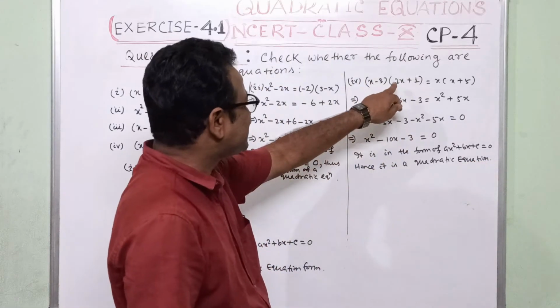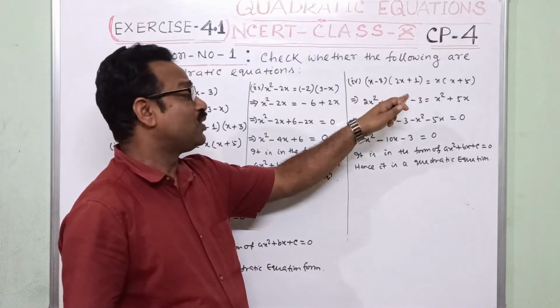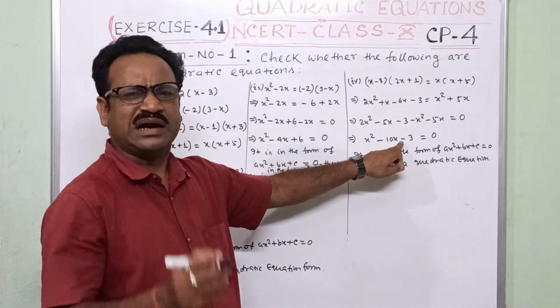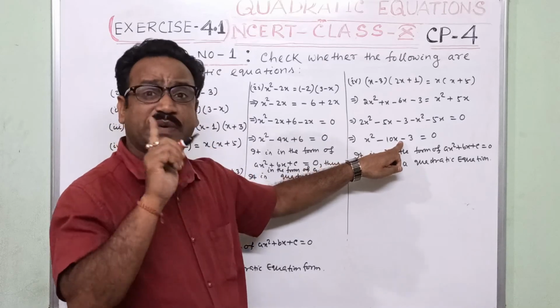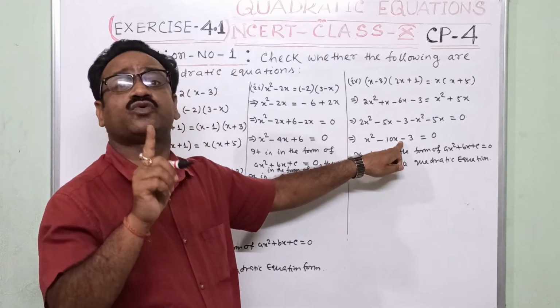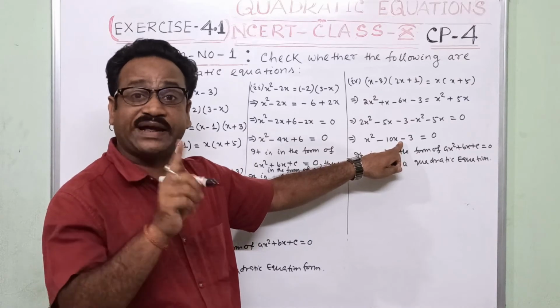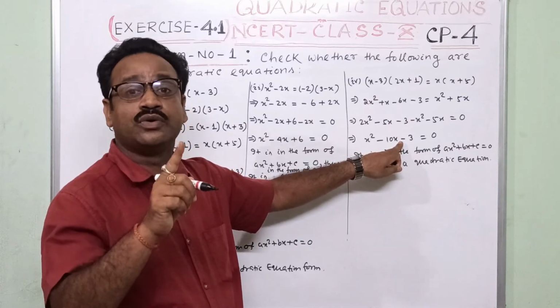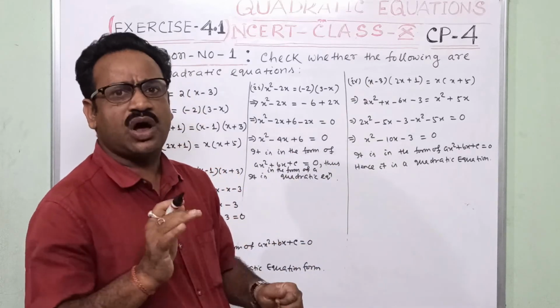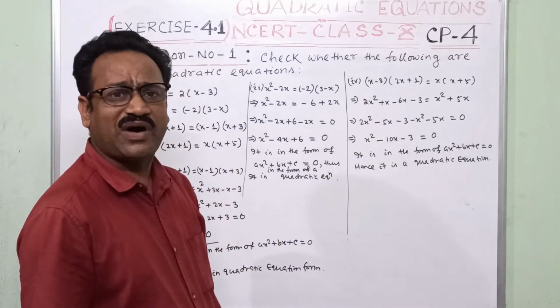So, initially it is not given in the quadratic form. We have reduced it into the quadratic form. Details of it are explained in the conceptual part of quadratic equation. Don't forget to view that video. You can get the detailed idea. So, we will move on to bit 5.